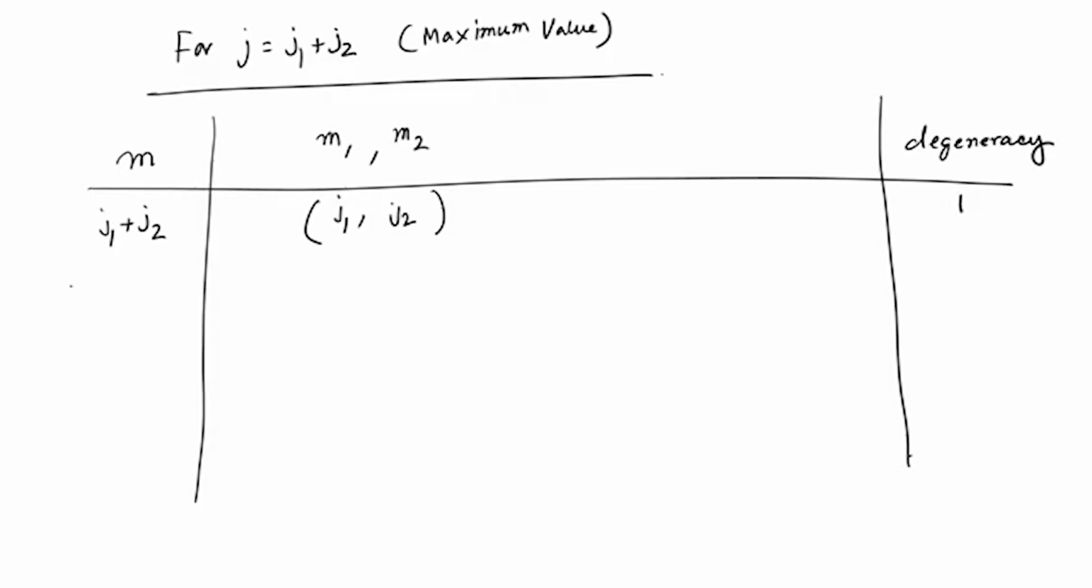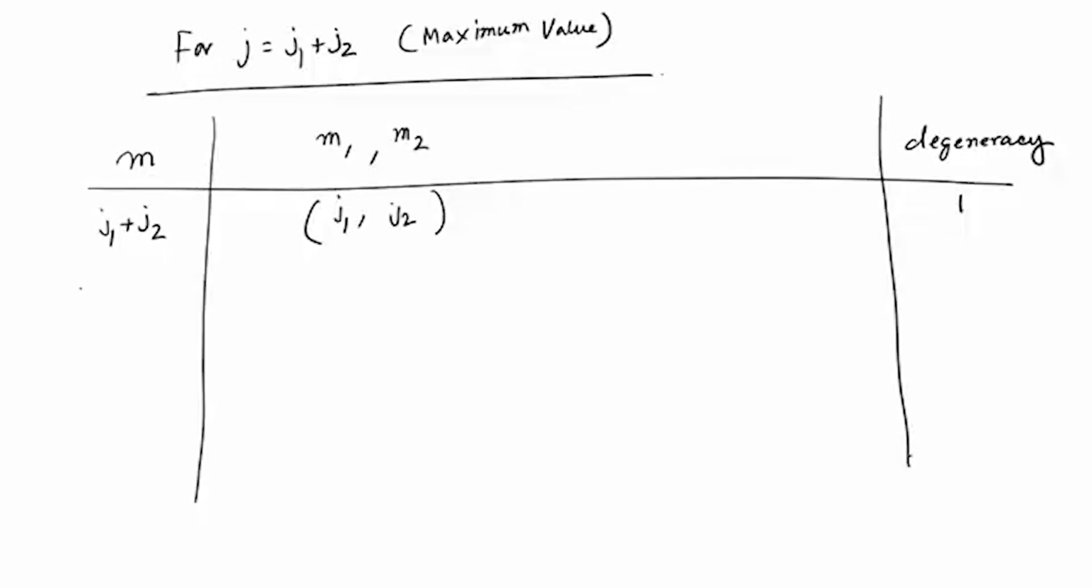Let us see what is the next one, right. I mean, it is clear that there is a degeneracy equal to 1, because there is no other way you can choose your M1 and M2 values such that the sum of them gives you the value which is J1 plus J2, which is the maximum value of M corresponding to this maximum value of J, which is equal to J1 plus J2. Let us say the next value of M. So, the next value of M is J1 plus J2 minus 1.